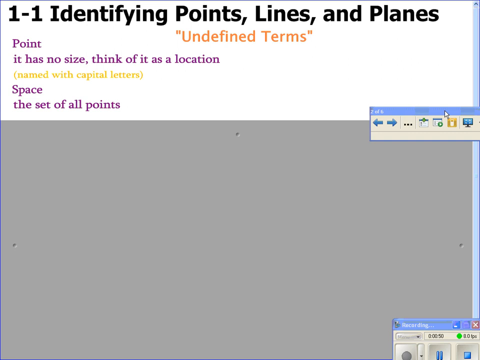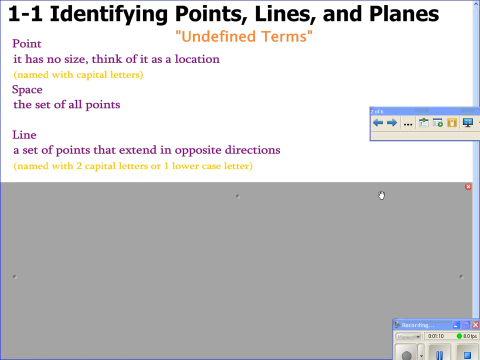Space would be a set of all points, like everything in the air, the desks, the floor, you, me, everything is considered space. And they aren't really definite terms because they're hard to define. That's why they're called undefined terms in geometry.